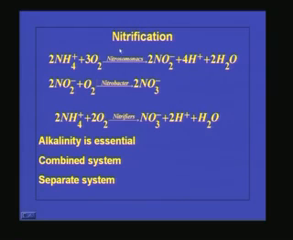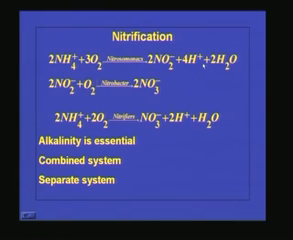Nitrosomonas converts ammonia in the presence of oxygen to nitrite plus 4H plus 2H2O. And Nitrobacter, what will they do? They take this nitrite and in the presence of oxygen they convert it into nitrate. So, we can see that ammonia oxidation will be releasing hydrogen ions. So, definitely the pH of the system will be coming down.